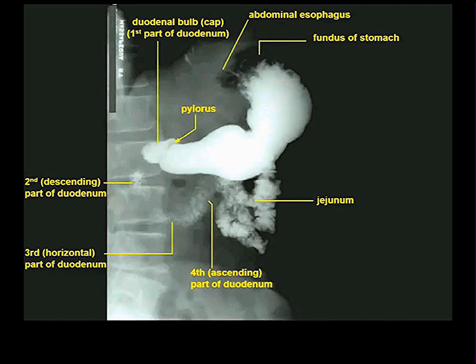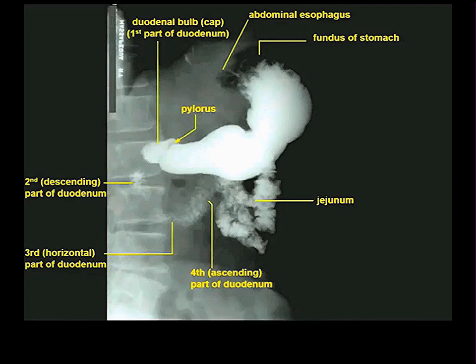So this is a person early in a barium swallow, and it's filled their stomach, and we can see up here, which at the top is where the fundus of the stomach is, there is no barium, whereas the body and the antrum are filled with barium completely.